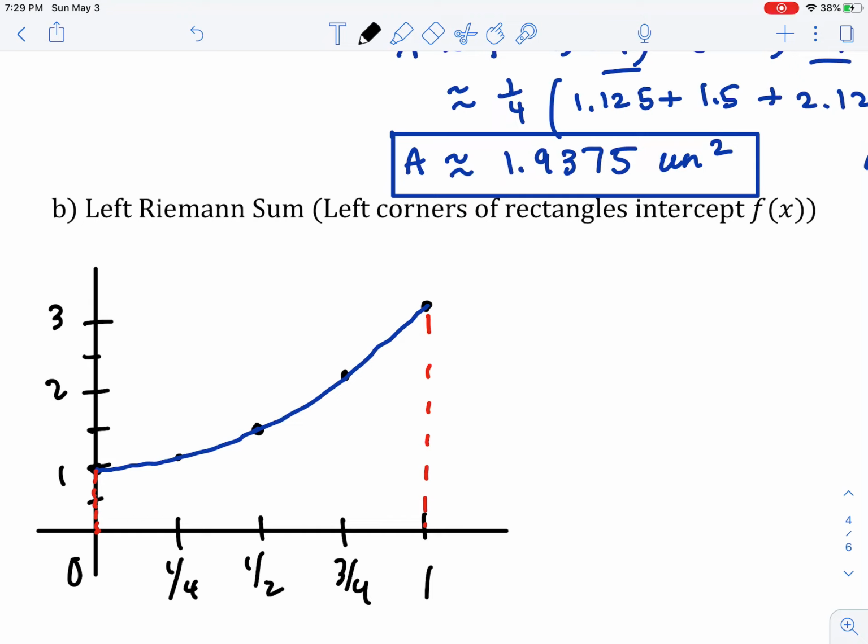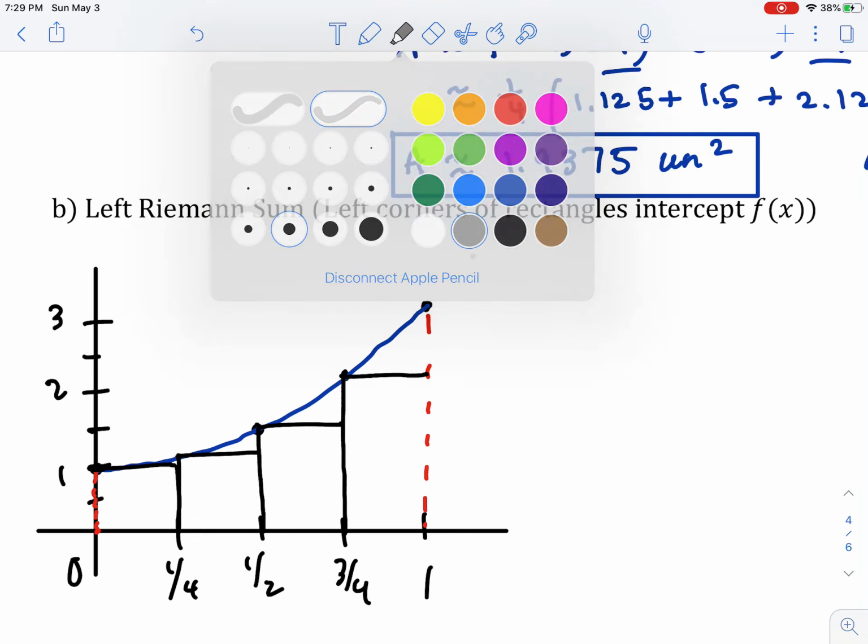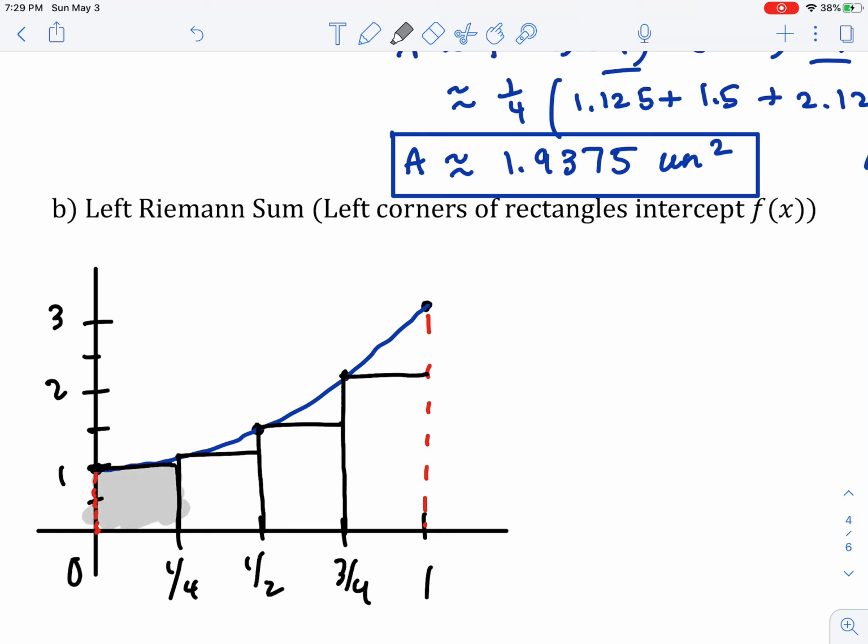This time we're saying our upper left corner of our rectangle is hitting the function. That means our left corner is going to be right there at 1. Now for my next rectangle, my left corner is hitting the curve. So again, we're still using rectangles, but now with the left Riemann sum, we're seeing this appears to be an underestimate. And let me just quickly highlight that so we know what we're trying to find.